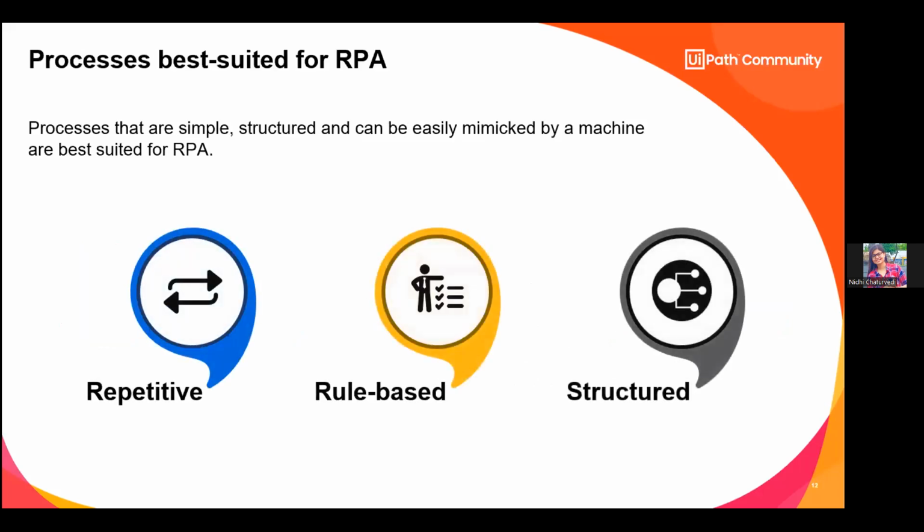Now, what are the processes best suited for RPA? Can we automate all the tasks? No, we cannot. There is a certain criteria we have to follow, and we have to look into a process to see whether it can be automated or not. The basic rule to judge whether a process is suited for automation or not is these three. The first one is it should be repetitive.